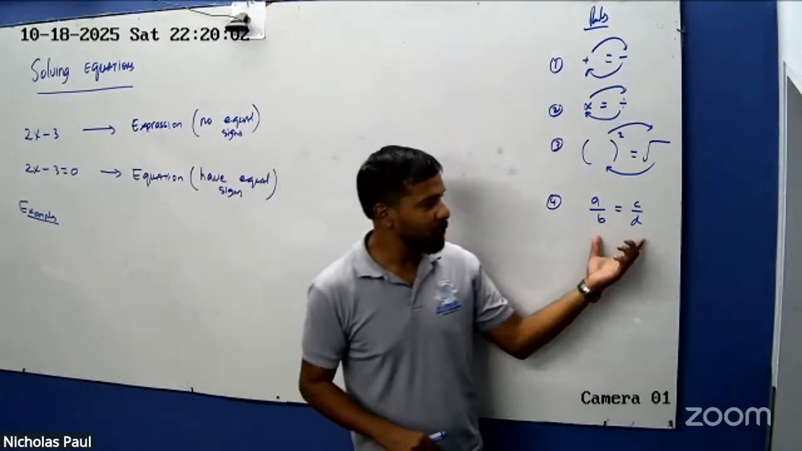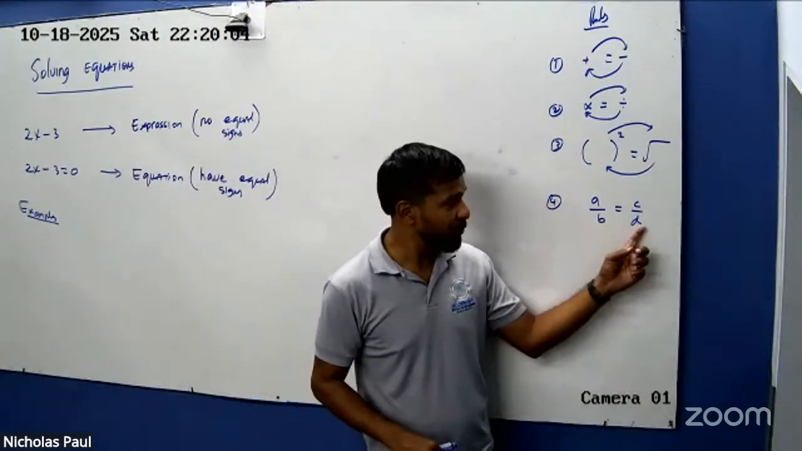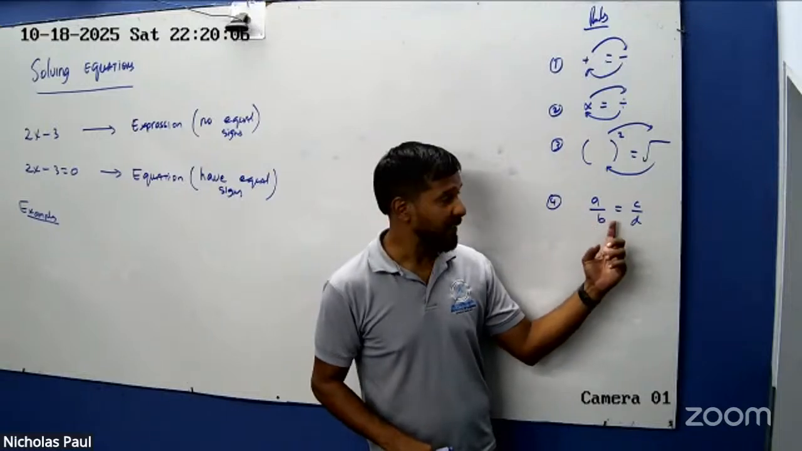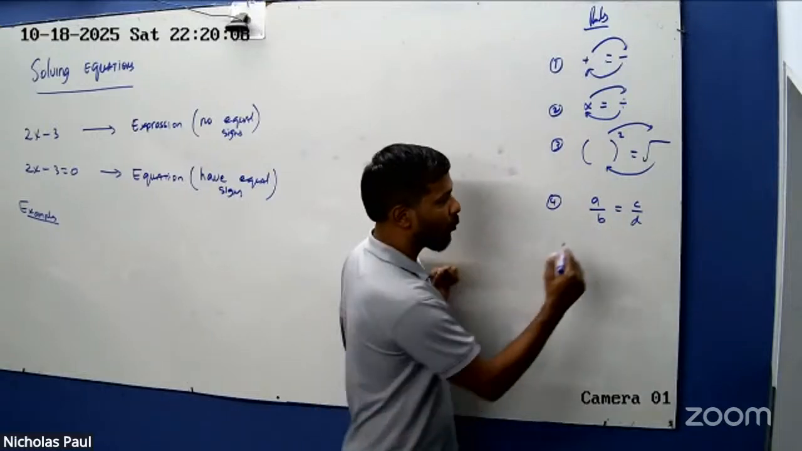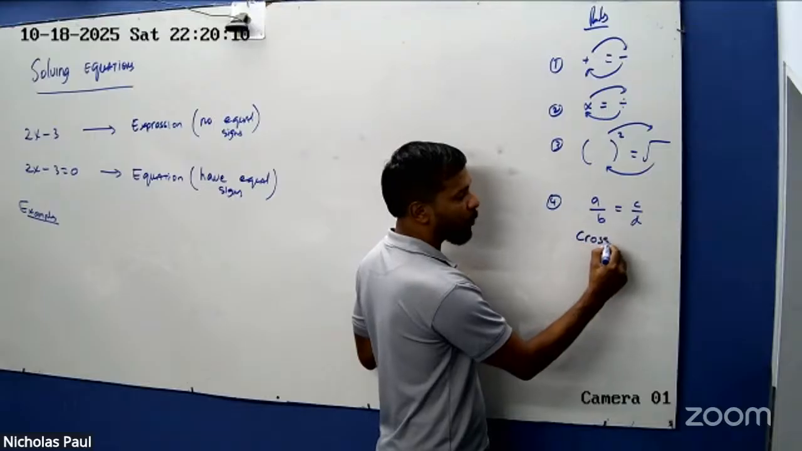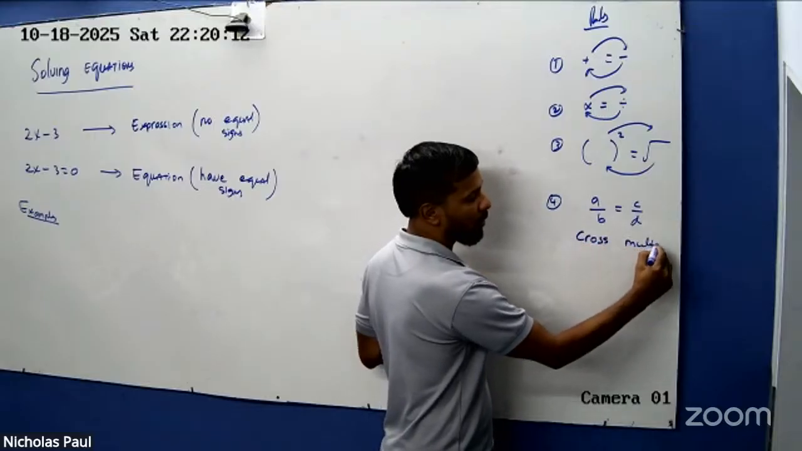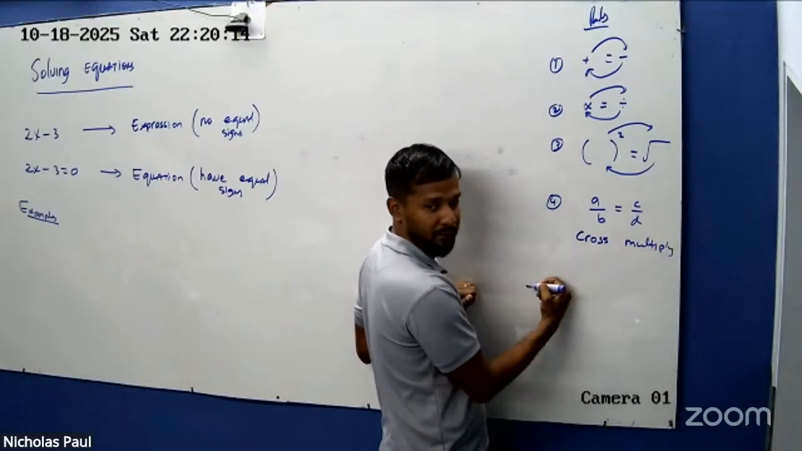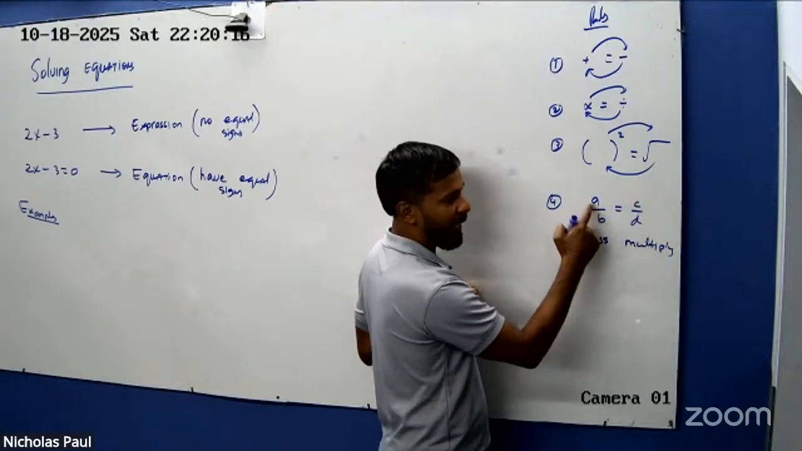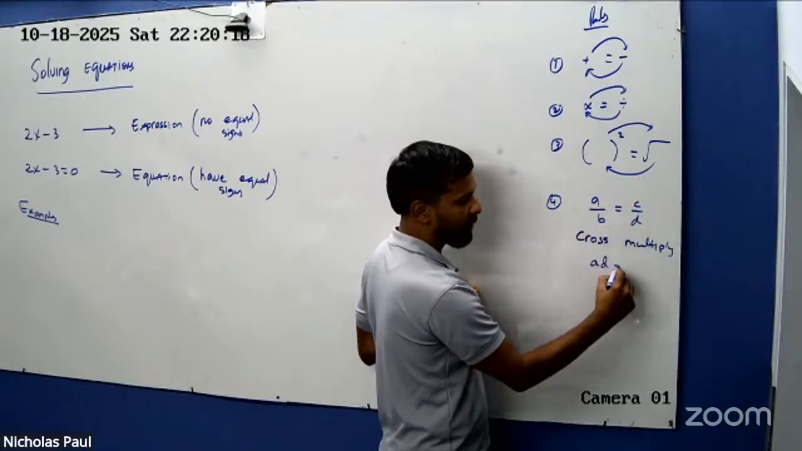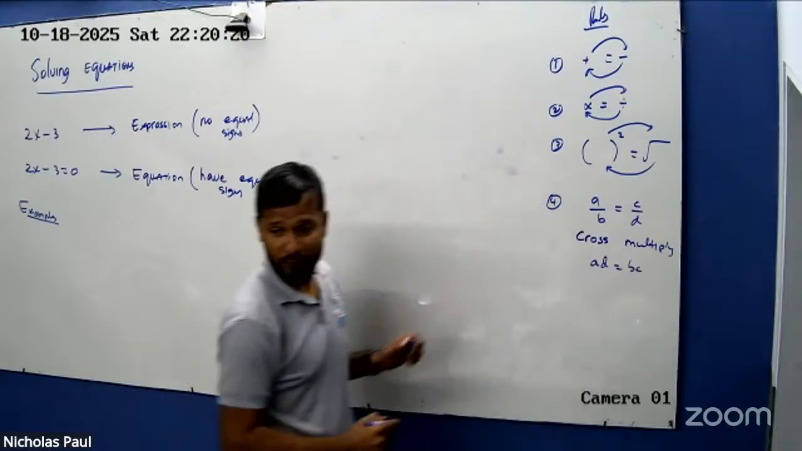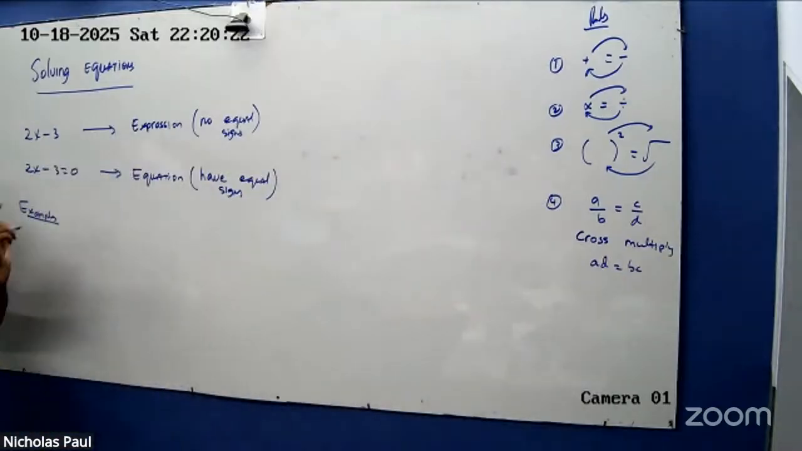Whenever you have two fractions separated by an equal sign, what we're going to do is something called cross multiplying. So you cross and you multiply: A by B, B by C. All right? So we're going to build up to those.